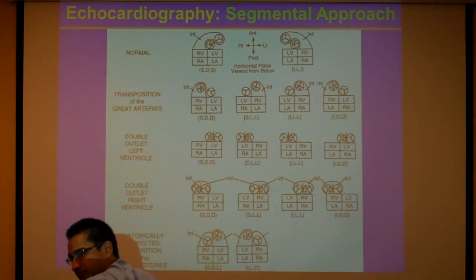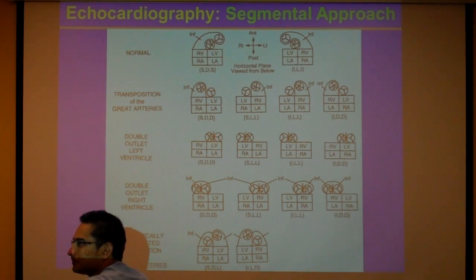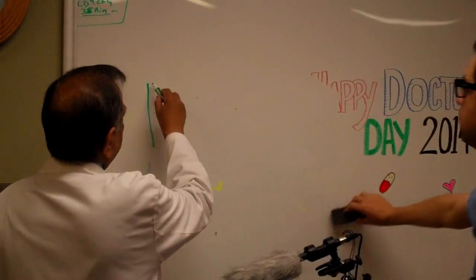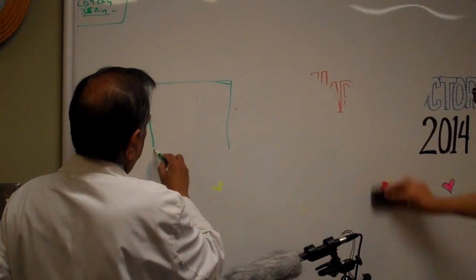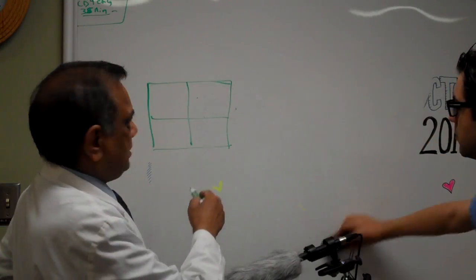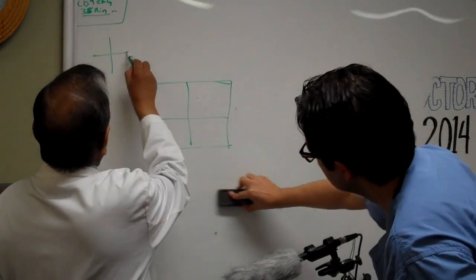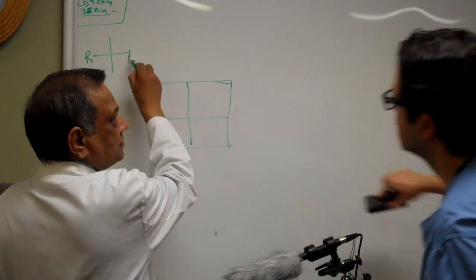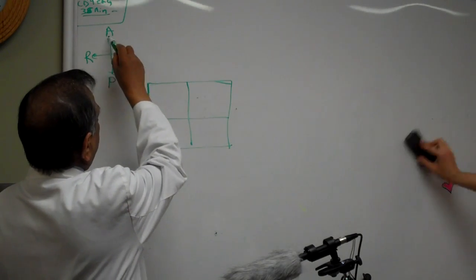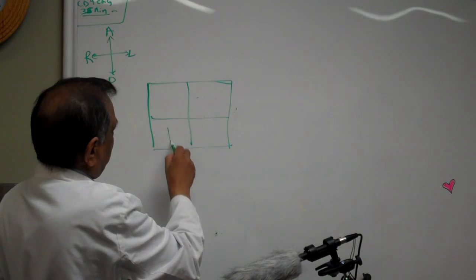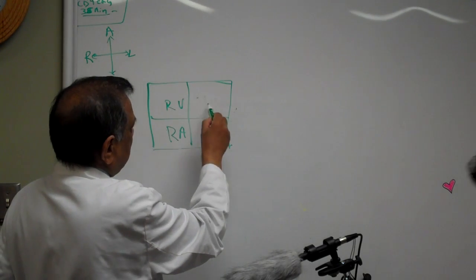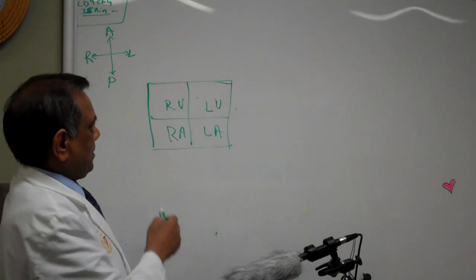Oh, we'll have to destroy these beautiful drawings here. So make a 4-quadrant like this. And right, this is left, this is anterior, posterior. This is the direction. So this is the right atrium, this is left atrium. Normal, right ventricle, left ventricle. Correct?